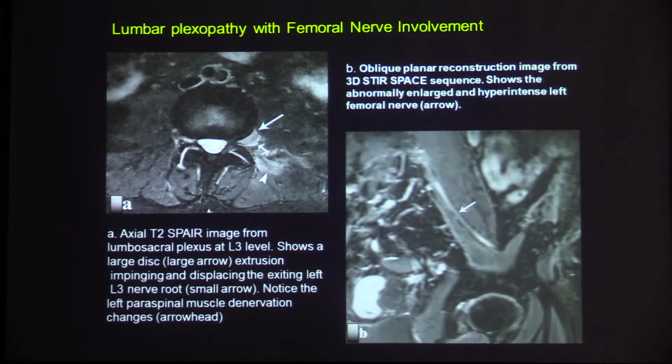And so here we have a lateral disc compressing the nerve. We see some denervation in the paraspinal muscle there with the feathery edema and the small arrowhead. And then on this coronal reformatted image, we can see the so-called MRI features of radiculitis of that inflamed nerve.